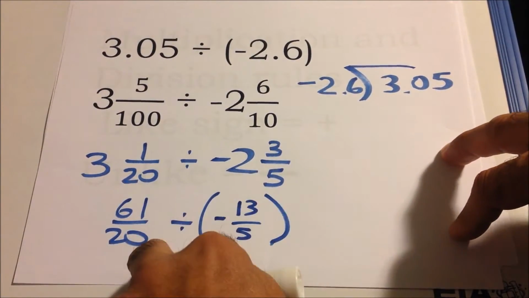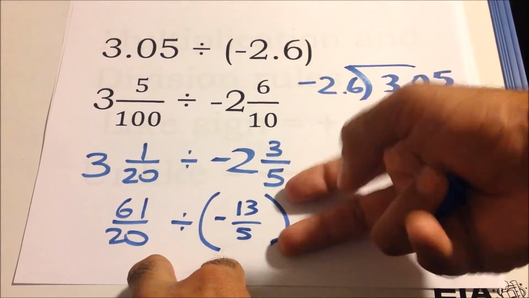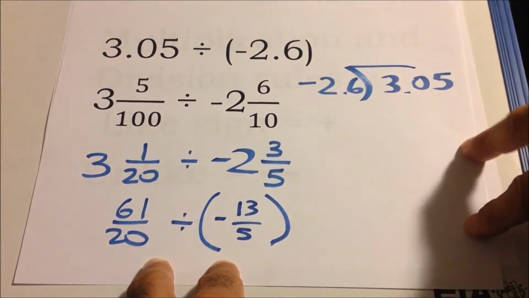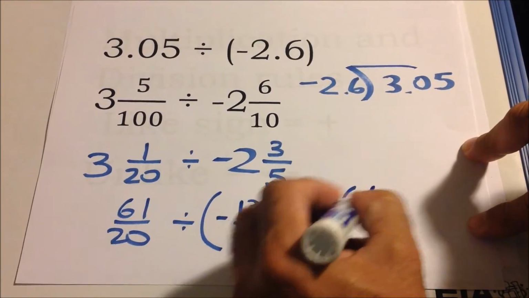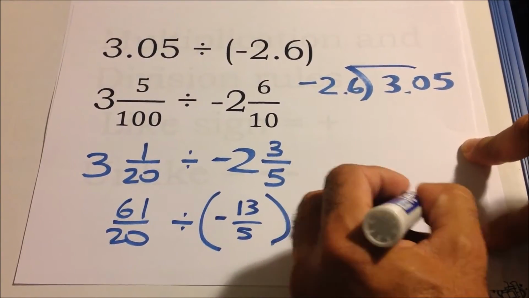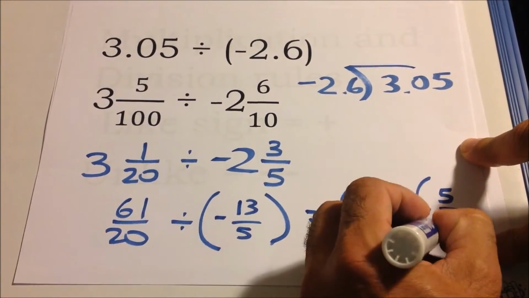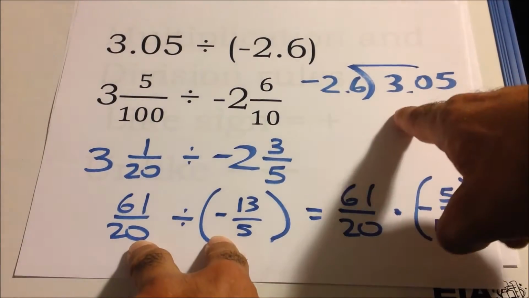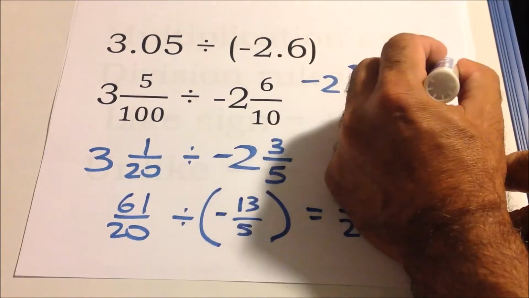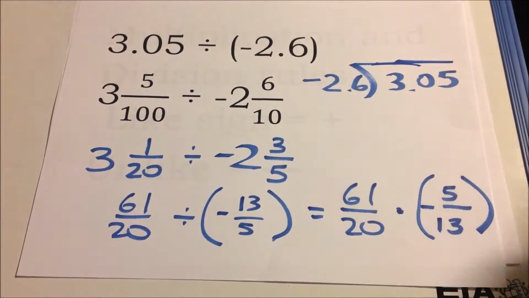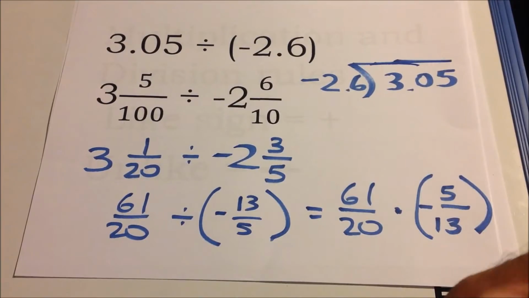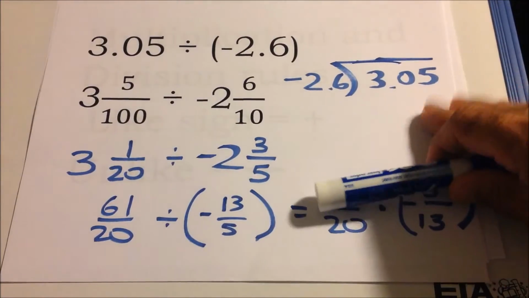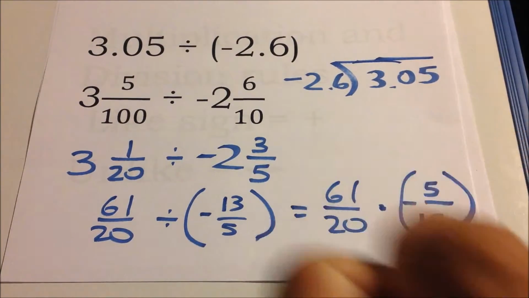And we know with division, we're going to flip the fraction, the reciprocal. We're going to flip the last one. So this will be 61 over 20 times negative 5/13. You can do it this way, or you can just do it the old-fashioned way with the box. Your choice. Sometimes on the quiz I might say make this a fraction. So what do we do from here? Now it's just multiplication.